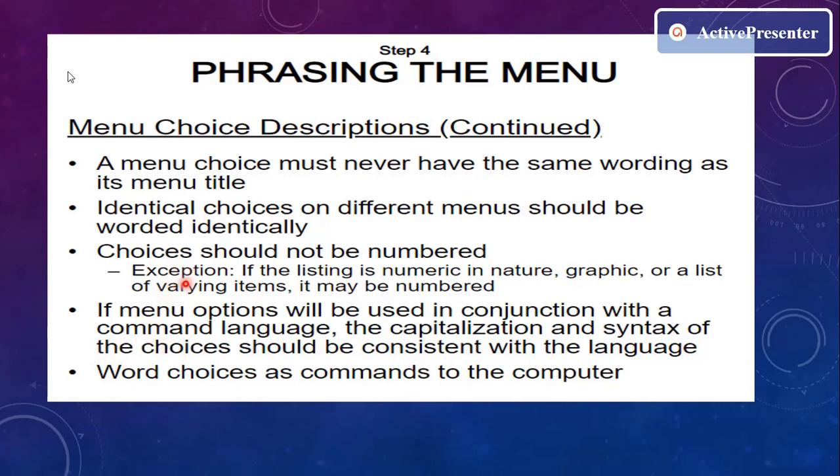Next, you have certain exceptions also. If the listing is numeric in nature, or graphic, or a list of varying items, it should be numbered. For example, in the case of dates, say you have 31 days. How can you show that? You have to number it 1, 2, 3, 4, 5, 6, up to 31. You cannot change the order there. It has to be numbered only. So those are the exceptions we have, but usually these choices should not be numbered.